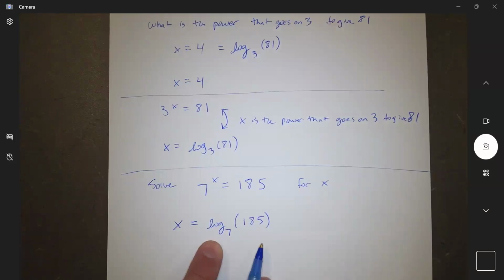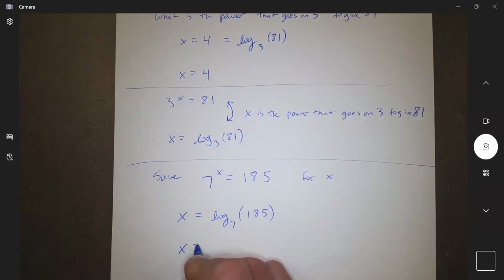Actually, this is the answer. This is the number that I'm looking for. This is the power. But I don't know how big it is. Could be in the range of 2, could be in the range of 3, could be in the range of 100. I don't know. So let's get a decimal approximation using Desmos.